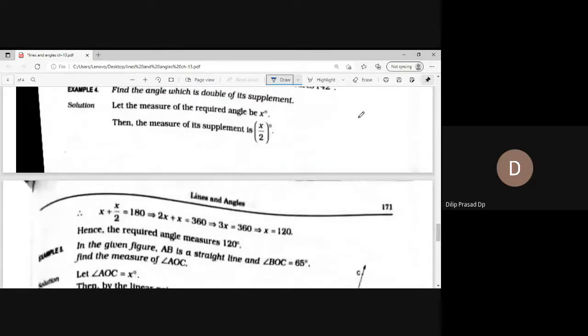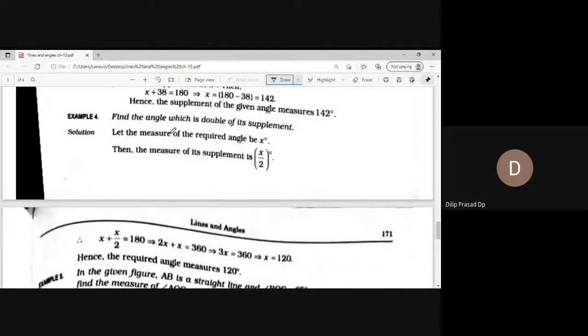Then example number 4: find the angle which is double of its supplement. It is not similar to example number 2, because here it is written double the supplement. Means if the angle is 90, or 30. If one angle is 30, what is its double?